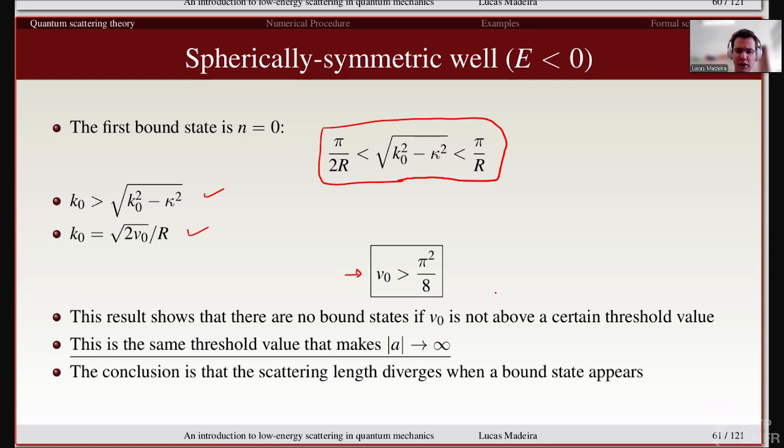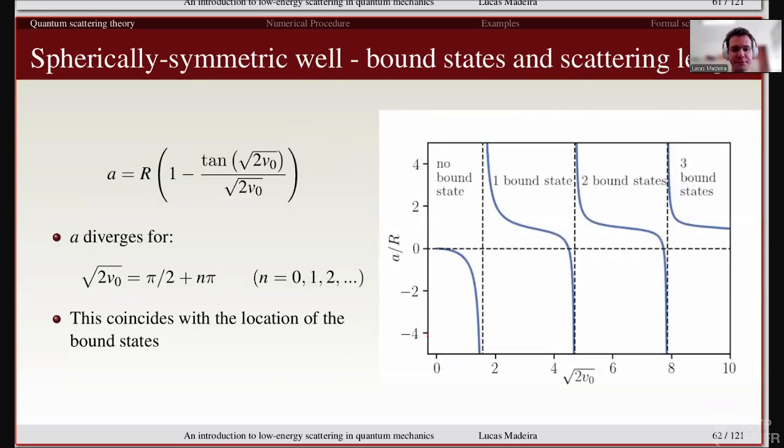Now, if you recall a few slides ago, when I was deriving the scattering length for this potential, we saw that this value of V naught, pi squared over 8, made the scattering length diverge, right? Was exactly this value. So what's our conclusion? Our conclusion is each time the scattering length diverges, a bound state appears. So we have a situation like this. I'm plotting in this graph that analytical expression that we got for the scattering length as a function of the parameters of the potential.